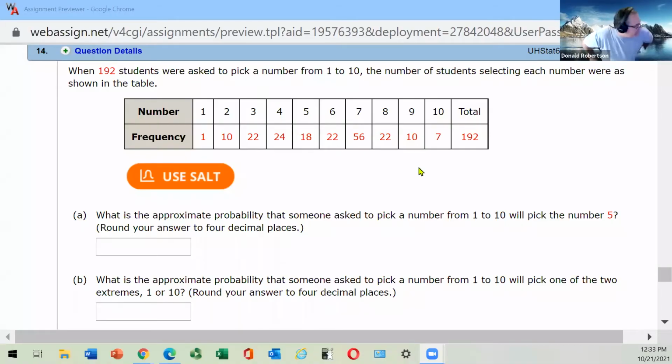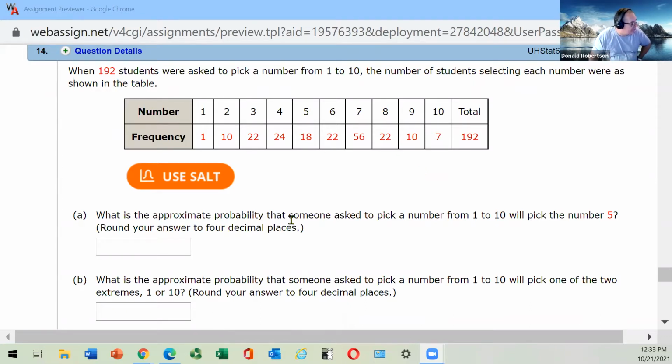Right, let's look at some examples of tables, and then after that we can look at probability questions as well. So with a bit of luck, I'll get this section finished today. Right, we're on question 14. When 192 students were asked to pick a number from 1 to 10, the number of students selecting each number were given in this table. Okay.